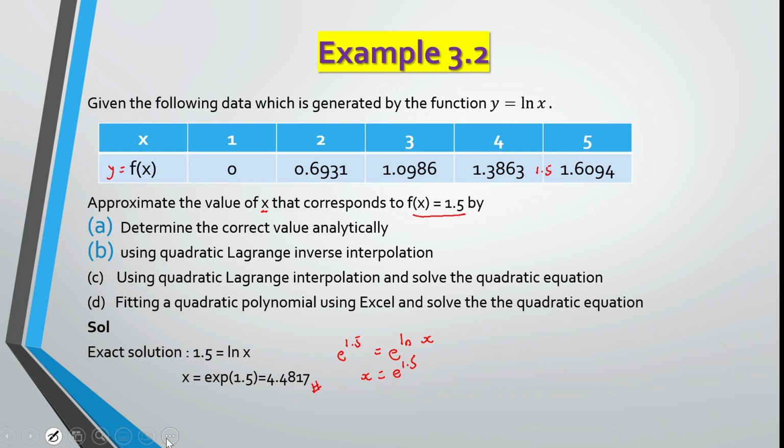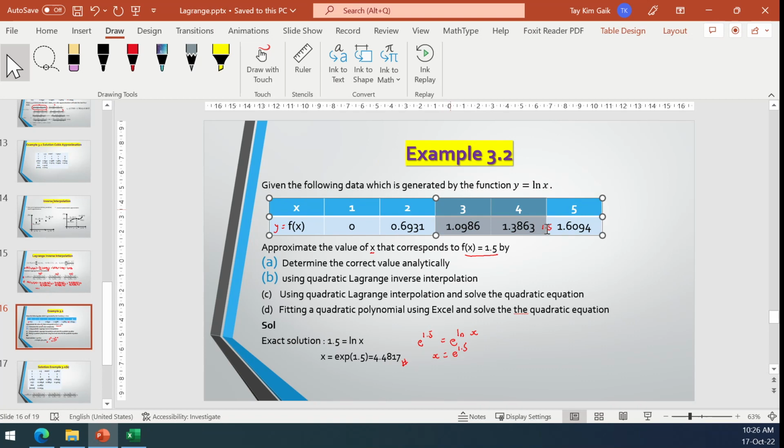And then A, we have solved it. Now we move to quadratic Lagrange inverse interpolation. So quadratic, we take 1.5 between the last three data points. Make sure you take 3, 4, 5, so that your 1.5 is inside the list. Don't take 1, 2, 3, because 1.5 would be outside. Also don't take 2, 3, 4, because the y of 1.5 is outside. So the correct way is to take 3, 4, 5.